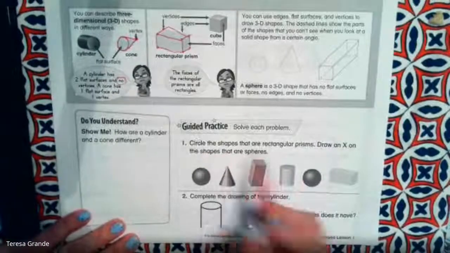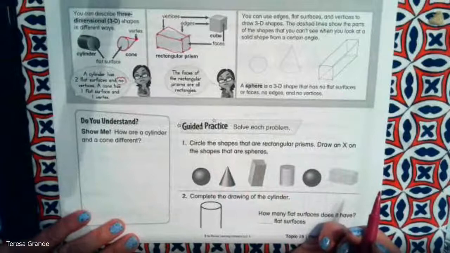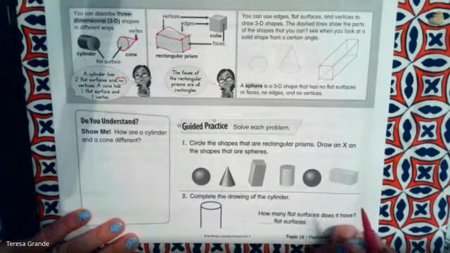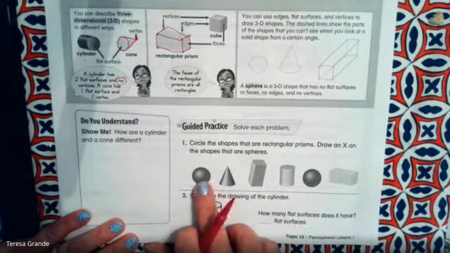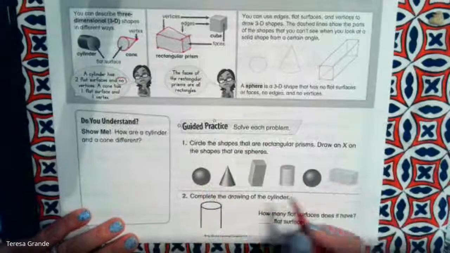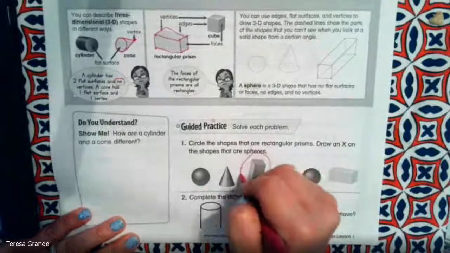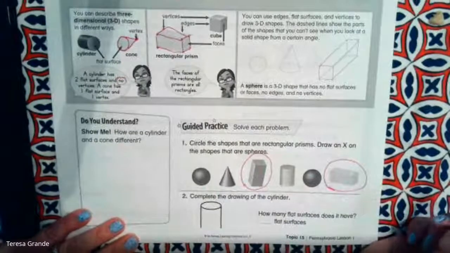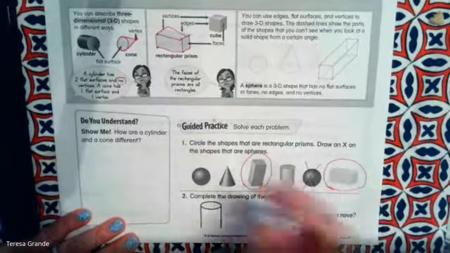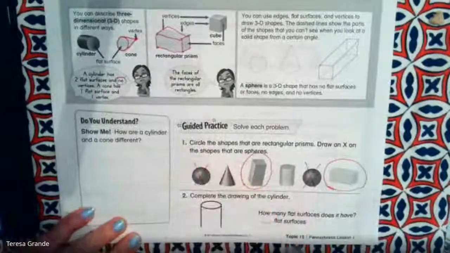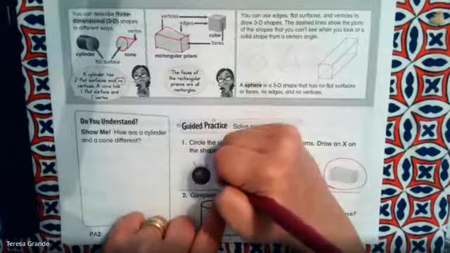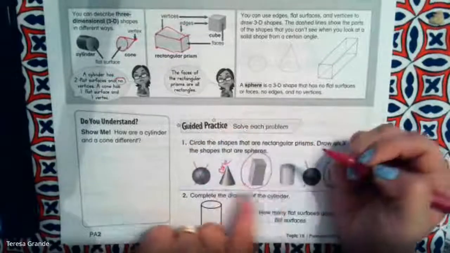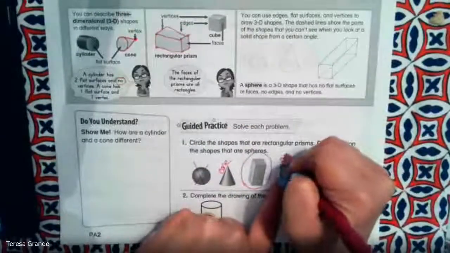Now let's circle the shapes that are rectangular prisms, and draw an X on the shapes that are spheres. So let's find the rectangular prisms first. Look here. This is a rectangular prism, and this is a rectangular prism. These are spheres. This is a cone, and this is a cylinder.